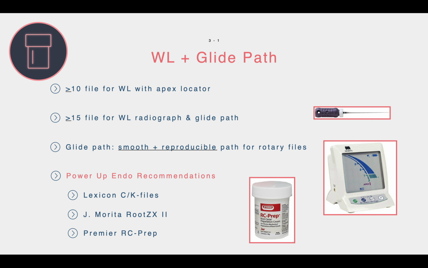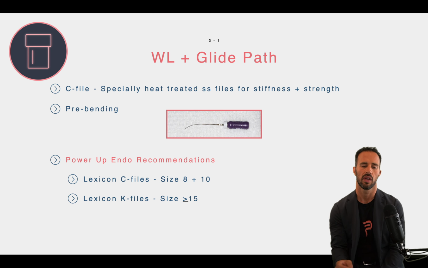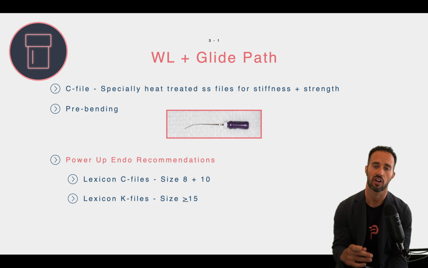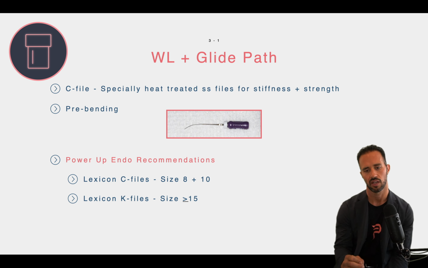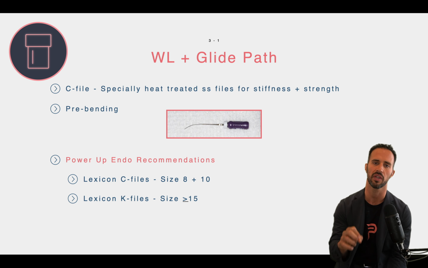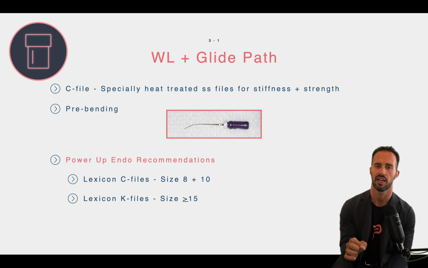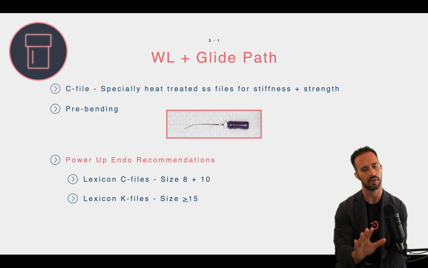And any file that you introduce into a case, hand file or rotary, I'd highly recommend you use a gel lubricant. And the gel lubricant that I would recommend is Premier's RC Prep. RC Prep is a very, very common gel lubricant. It's an EDTA chemistry that's formulated in a nice thick manner so that you can use it as a gel. Now, the C files, like I mentioned, are special heat-treated files that have increased stiffness and strength and are really nice in those small file configurations. So I would recommend the C files.